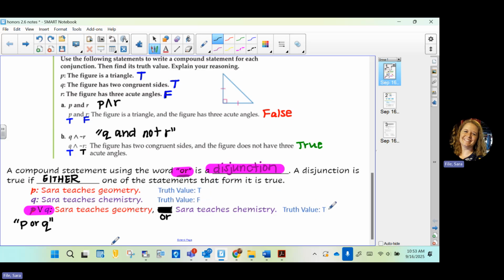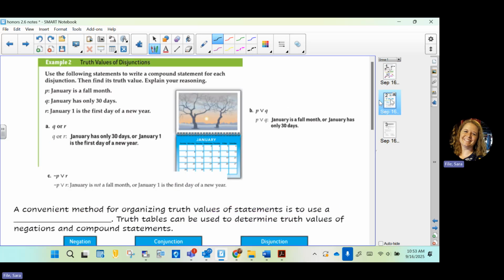The disjunction is true. Do y'all follow? So if it's an and statement, both have to be true for the conjunction to be true. If it's an or statement, only one of them needs to be true for the disjunction to be true. So far, so good? All right, flip it. Let's try this example. Okay, it says use the following statements to write a compound statement for each disjunction and find its truth value. Explain your reasoning.